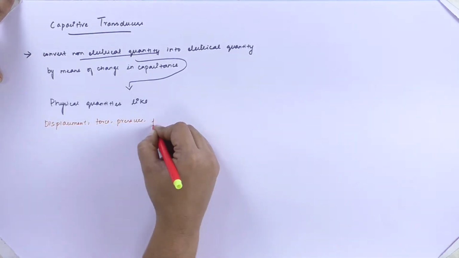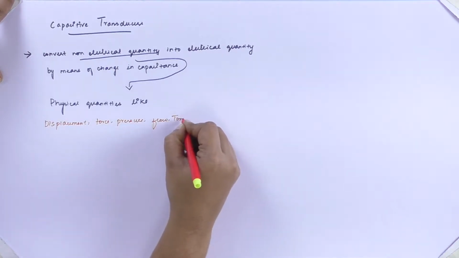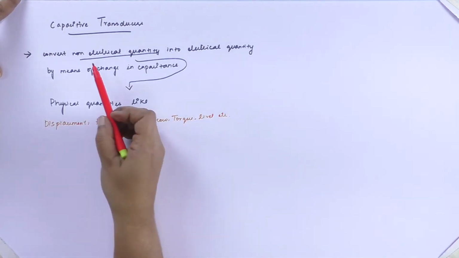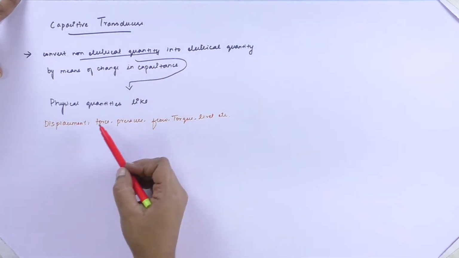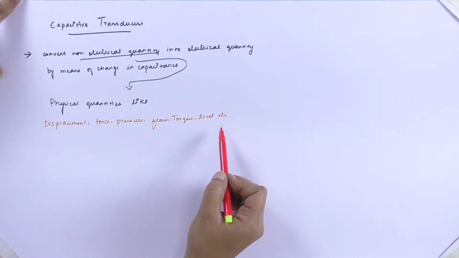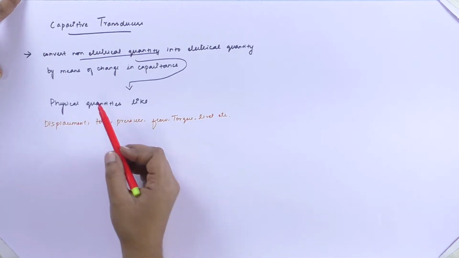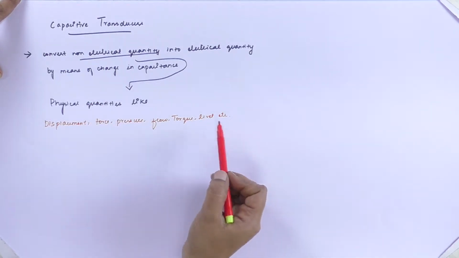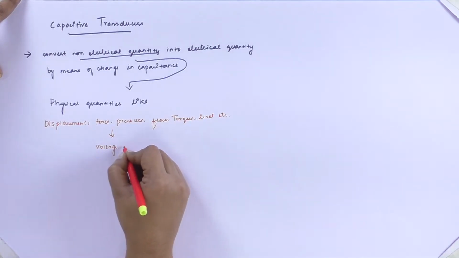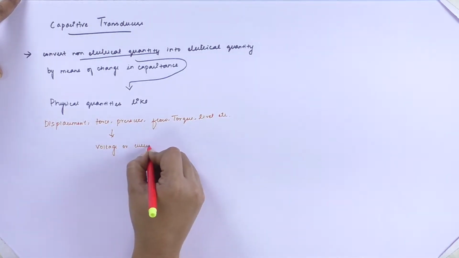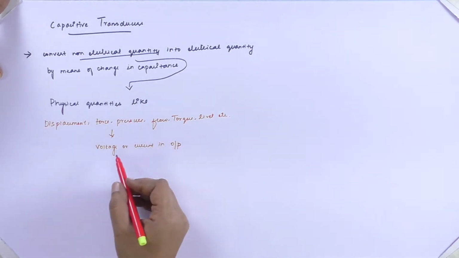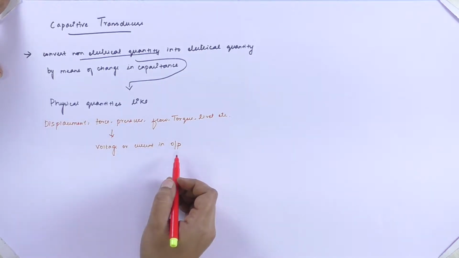pressure, flow, torque, level, etc. The capacitive transducer converts these non-electrical quantities into an electrical quantity. It may be either an electrical voltage or current in the output.